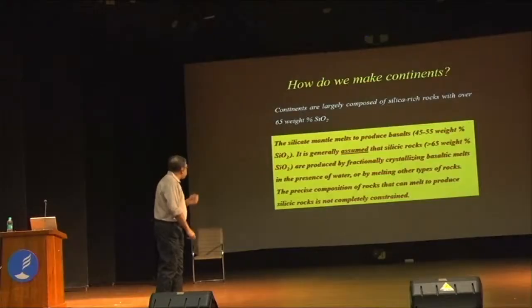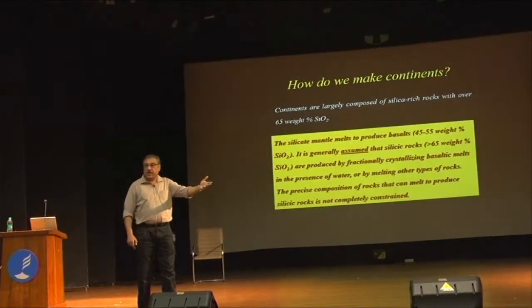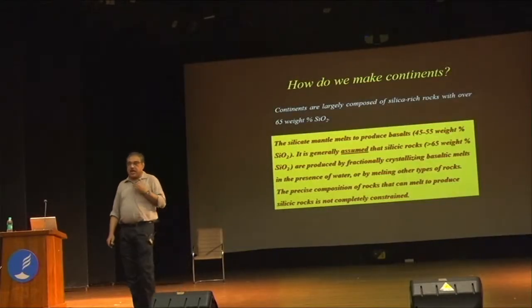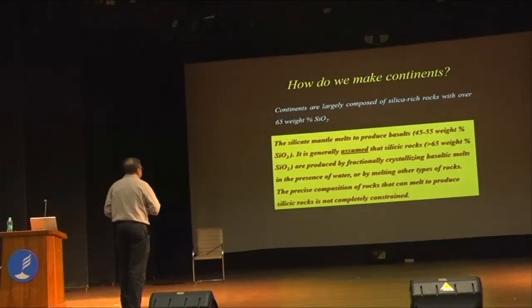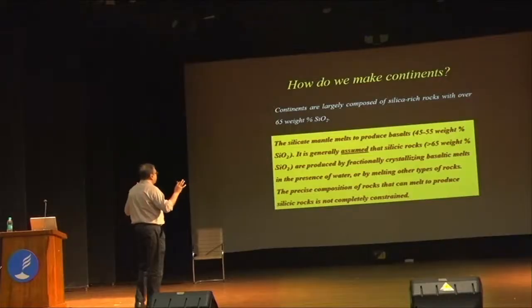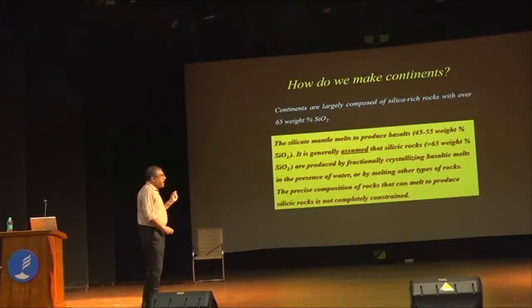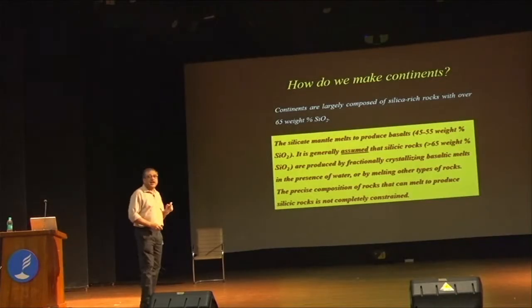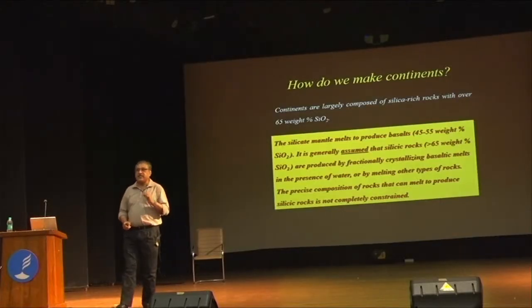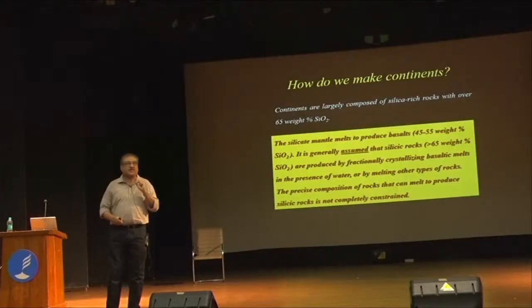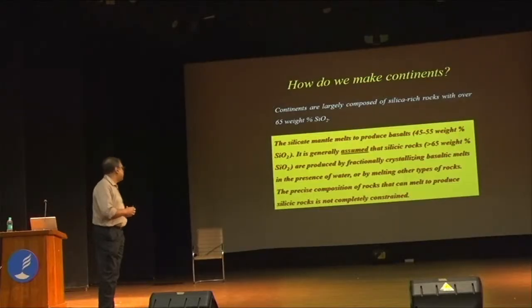Now, the question then comes, how do we make continents? If we look at the Earth and try to look at how continents are created, we first have to once again realize what they are. Most continents are made of silica-rich rocks, and these contain over 65% silica. Now that's one of the fundamental things that's of importance in making a continent.